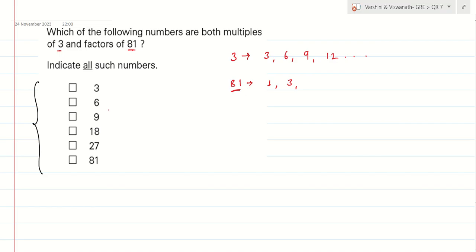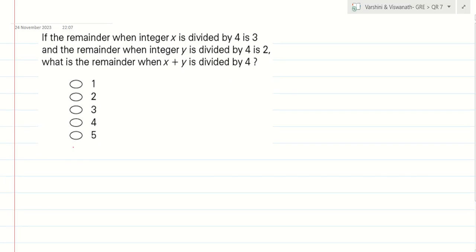So is it possible, 3? Correct, 3. What about 6? No. What about 9? Yes. 18? No. 27? 81? My answer must be option A, option C, option B. Correct? Yeah. Let's go ahead with this.